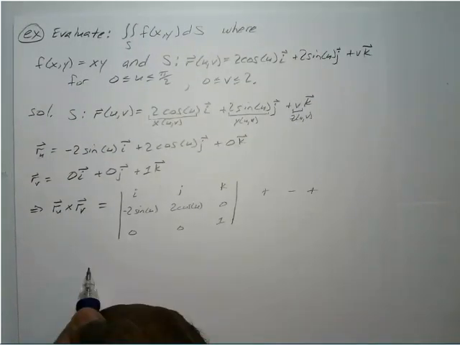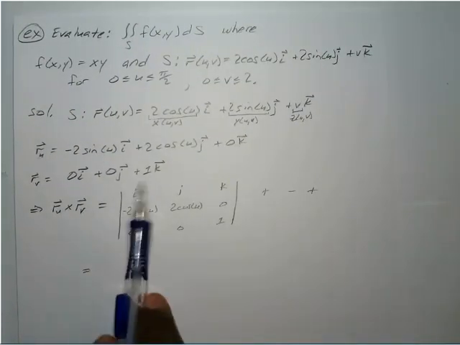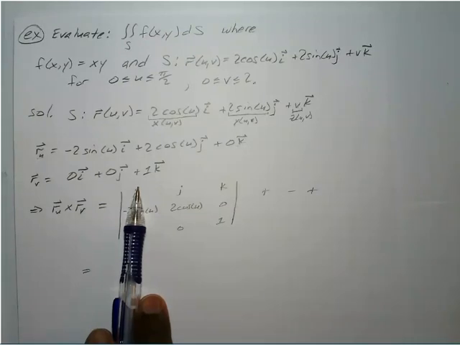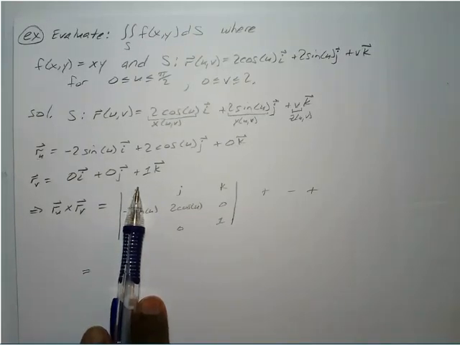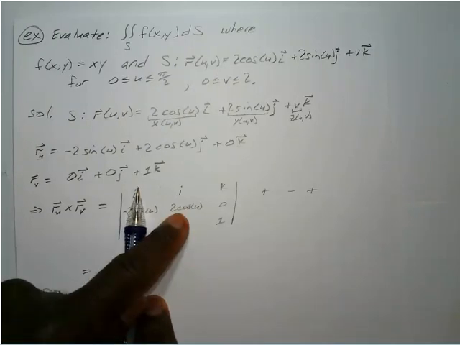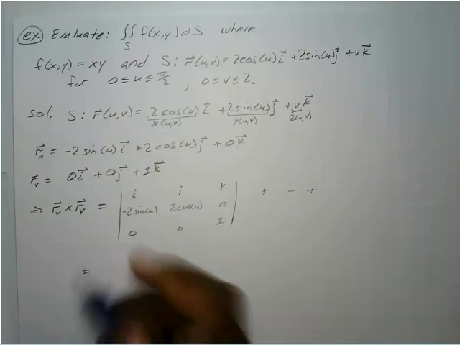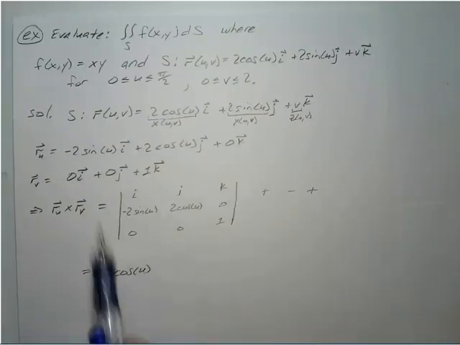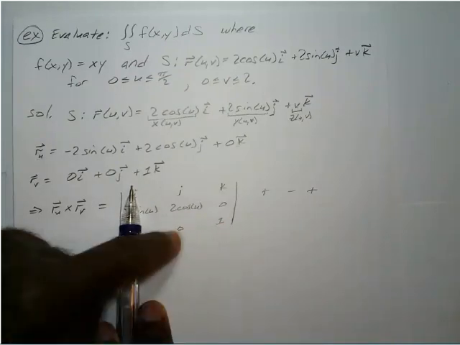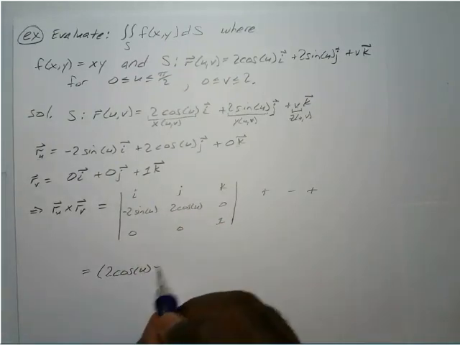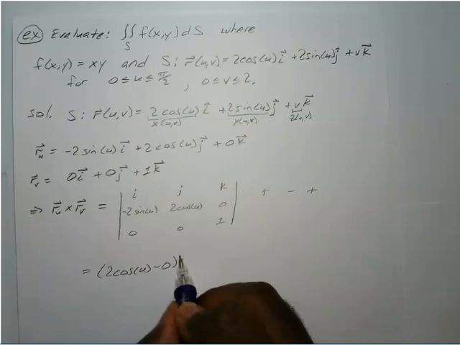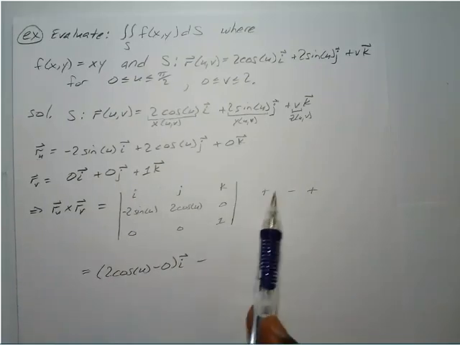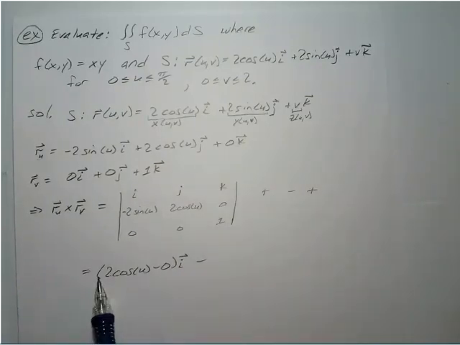Okay, so that's going to equal, remember you cross out the I column. Okay, so you have 2 cosine of U times 1, which is 2 cosine of U, minus 0 times 0. So that's just minus 0 times the I unit vector. Remember, positive, negative, positive. So we have plus, minus.